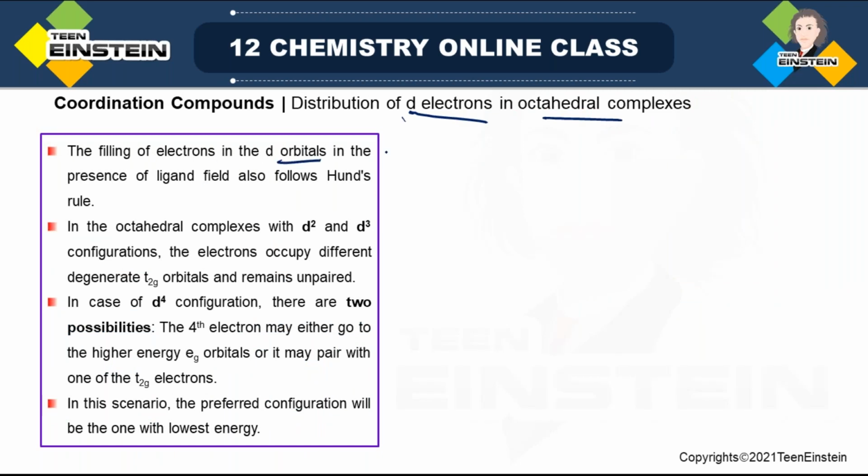The filling of electrons in the d orbitals in the presence of ligand obviously follows Hund's rule. Now when it is d1, d2 or d3 configuration, there is no such problem because you just place the 3 electrons, 2 electrons or 1 electron in t2g. But the problem arises when the 4th electron comes into the picture. So in case of d4, there are 2 possibilities. The 4th electron may go to the higher energy eg, or it may make a pair in one of the t2g electrons. The preferred configuration will be the one having lower energy.